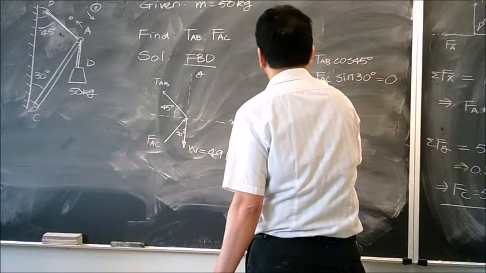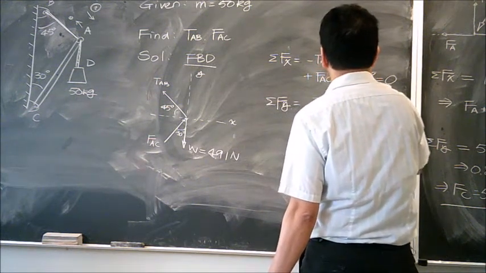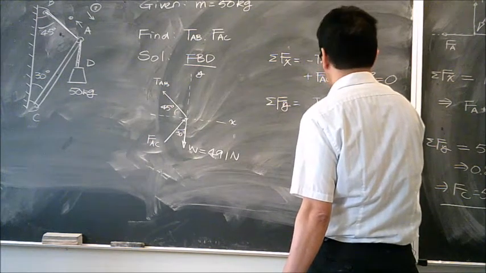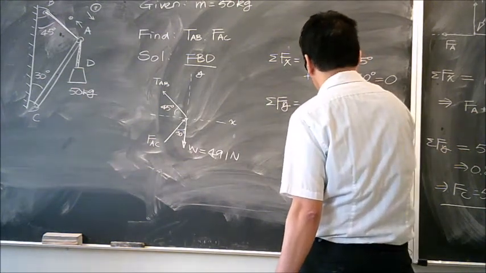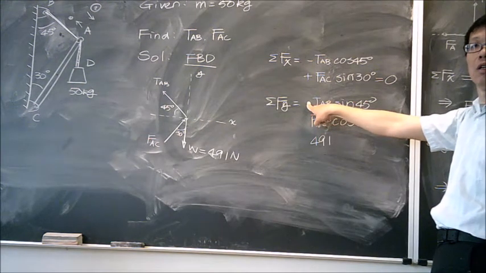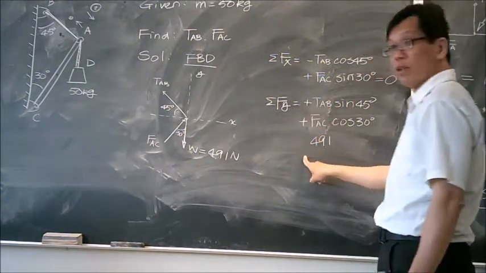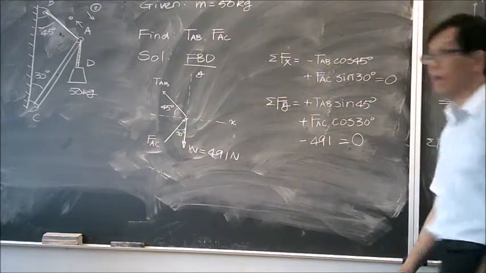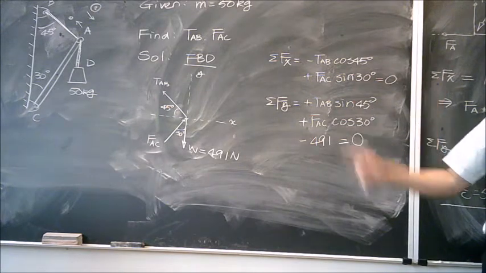For the sum of forces in y, it is going to be FAB sine 45 degrees, FAC cosine 30 degrees, and 491 newton. Positive or negative for the tension? Positive. From the boom, positive. For the weight, negative. Equals to what? How many unknowns do we have here? How many equations do we have here? Can we solve for the unknowns?